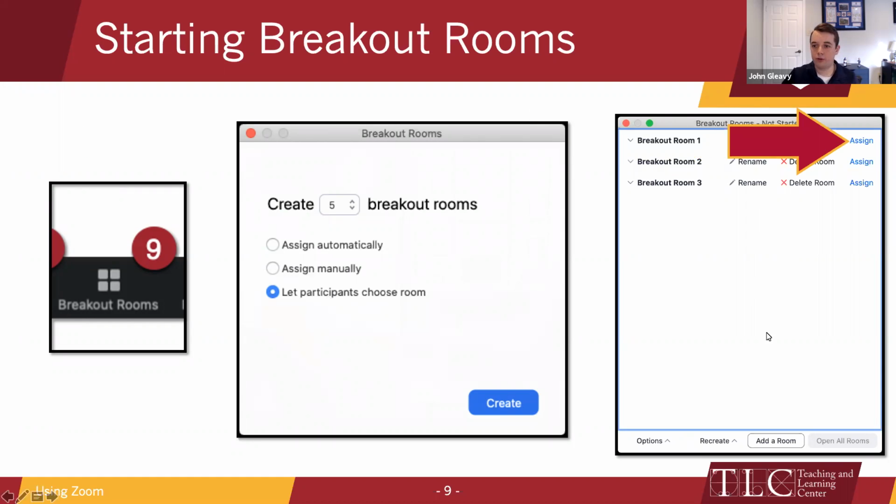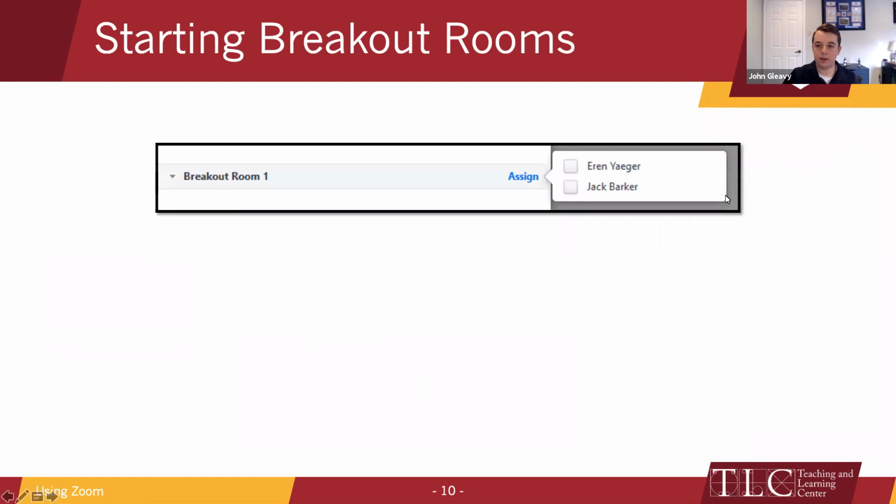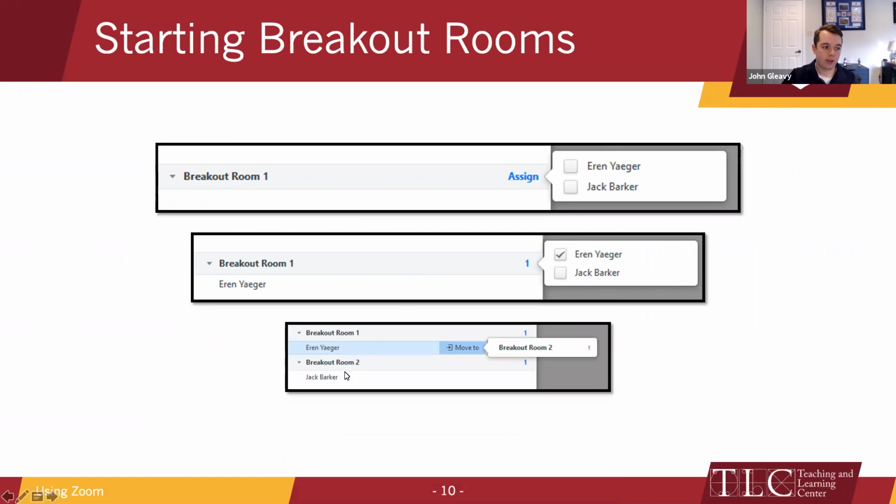Once we get this third screenshot on the right, we'll notice that there's a little blue assign button. Once we click on that assign button, you're going to see a list of all of the names of the participants who are currently in your course. And the way that we set that assignment is we just check off the name that we want to appear. So we'll set Erin into breakout room 1, and then we'll set Jack into breakout room 2.